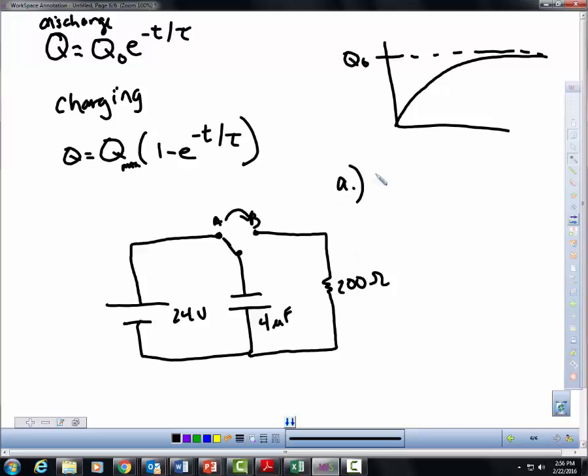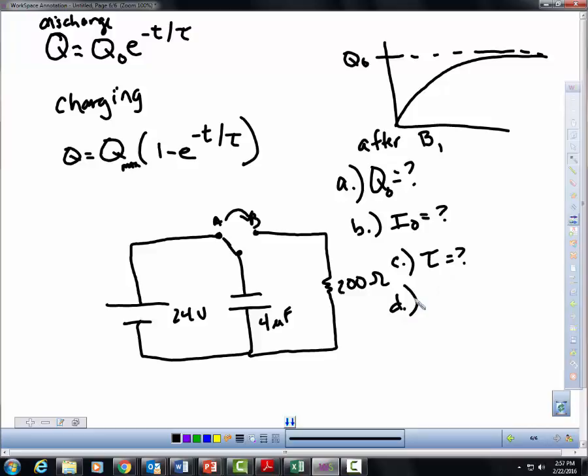So we're going to answer a couple of questions. The first question is, what is the charge on the capacitor? And this will be our initial charge after we flip the switch. B, what is my initial current? C, time constant. And let's answer part D, which is charge on the capacitor after 4 milliseconds.